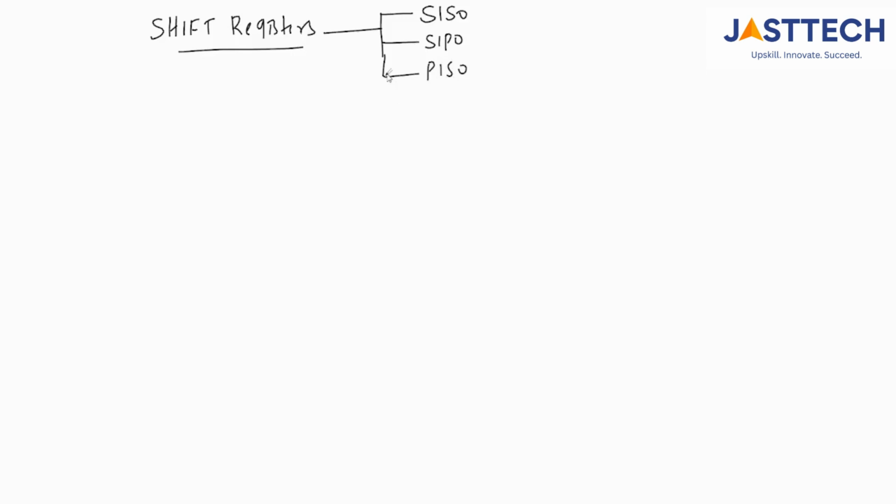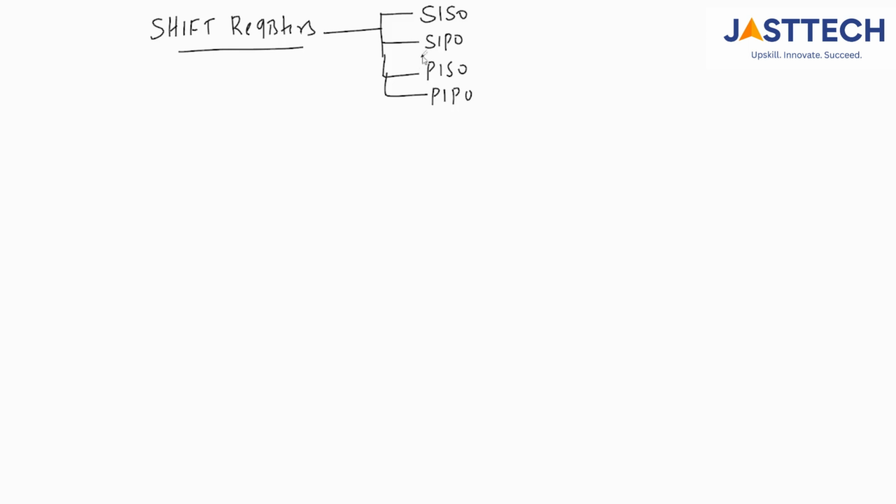What are these shift registers? We'll see. Shift registers, I think in digital you have already seen. One is SISO, next SIPO, and next PISO and PIPO: serial in, serial out; serial in, parallel out; parallel in, serial out; and parallel in, parallel out.